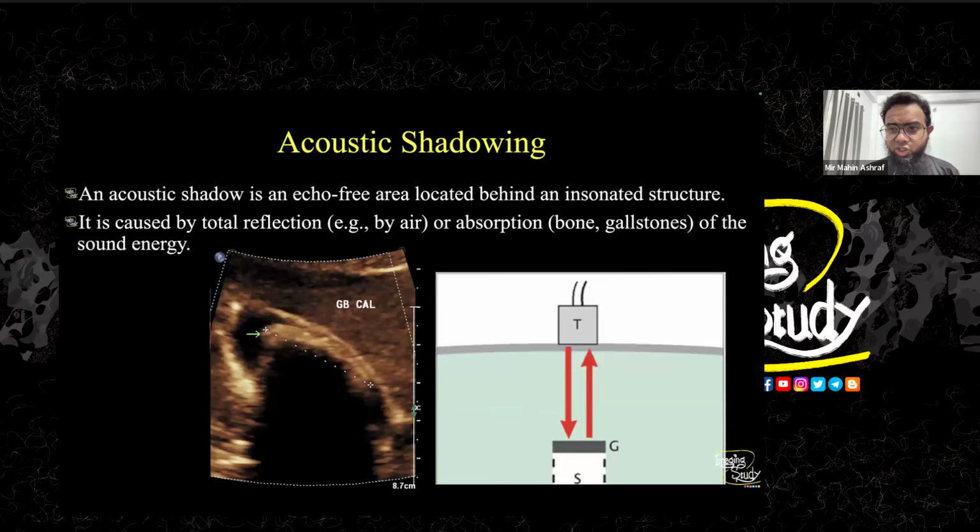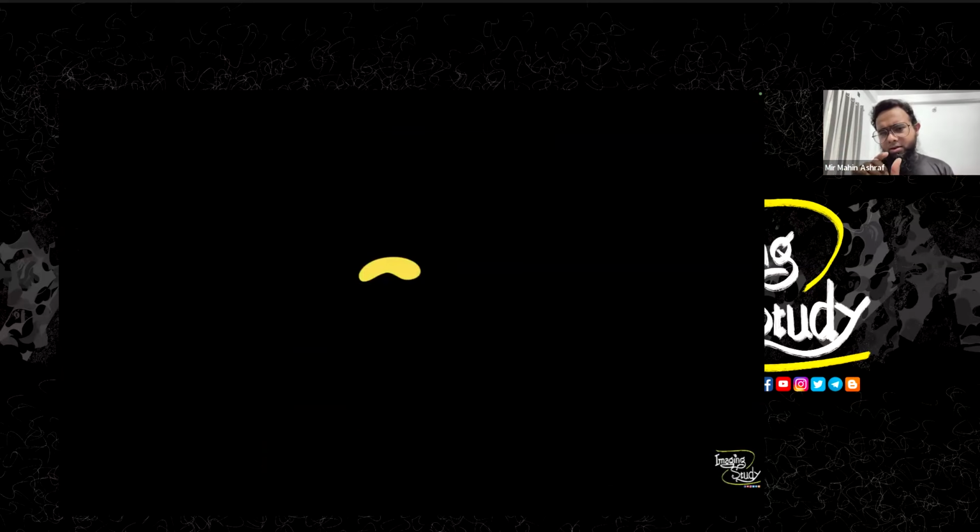So come to the acoustic shadowing. Acoustic term is used, I think, for the sound. So there will be sound shadowing, something like that. Now think of a stone or calcified structure. Calcified structures are highly dense. We know that when you are putting sound to a highly dense structure, sounds will get highly reflected. So when we put sound over the stone or calcified structure, we see all the sounds get reflected.